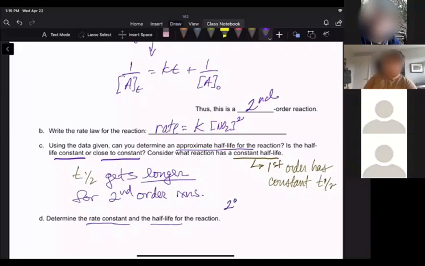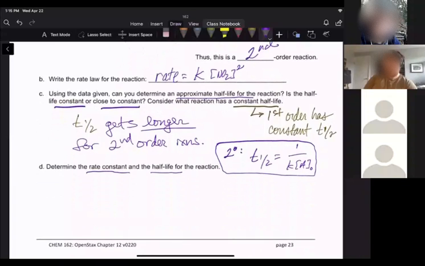So for second order, T1/2 is, so I'll provide you with those equations, but you could also derive them if you needed to. Takes a little more time. All right, and then we had our graph.